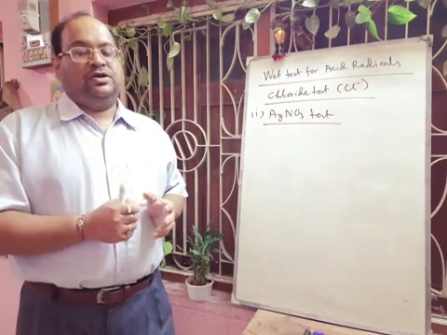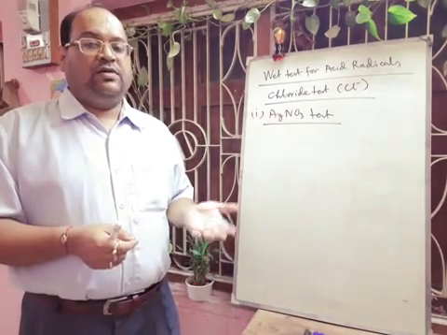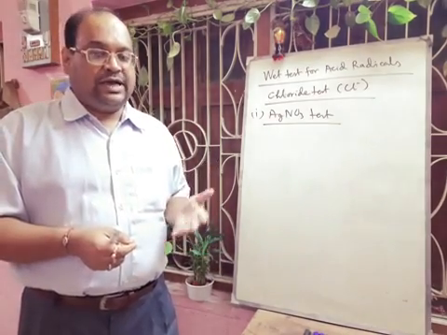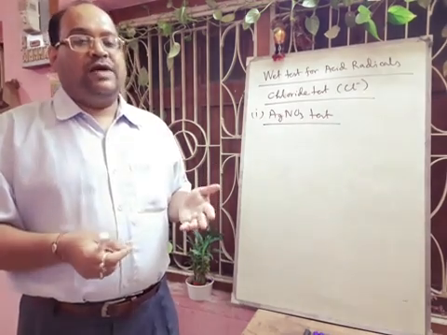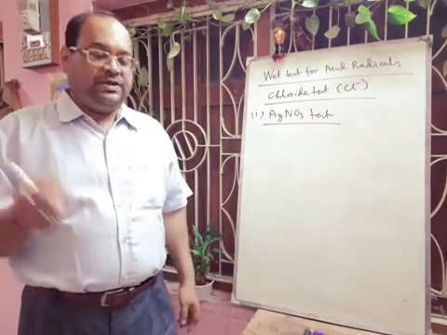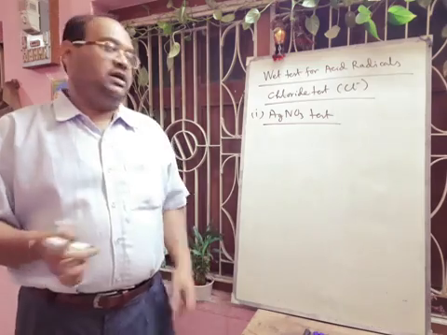So again I am telling that whenever you add nitric acid to this boiled sodium carbonate extract, and then add silver nitrate solution, you will get a curdy white precipitate, and this precipitate will be soluble in ammonium hydroxide solution, and in this way you can confirm chloride.